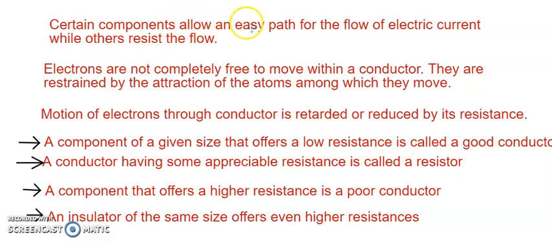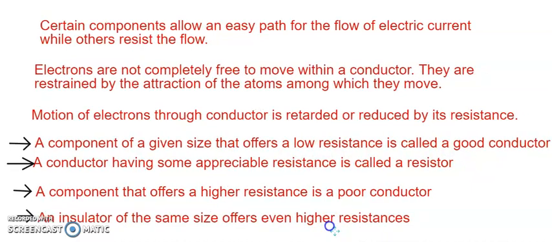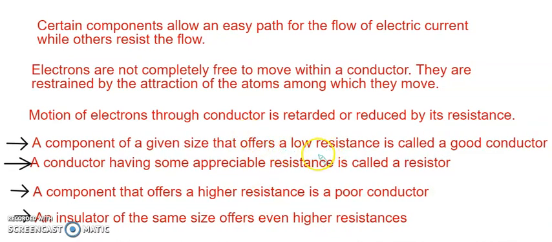Certain components allow an easy path for the flow of electric current, while others resist the flow. Electrons are not completely free to move within the conductor. They are restrained by the attraction of atoms among which they move. So the motion of electrons through a conductor is retarded or reduced by this resistance, this blocking of the electrons by the conductor. A component of a given size which offers low resistance is called a good conductor, which was my first bulb.